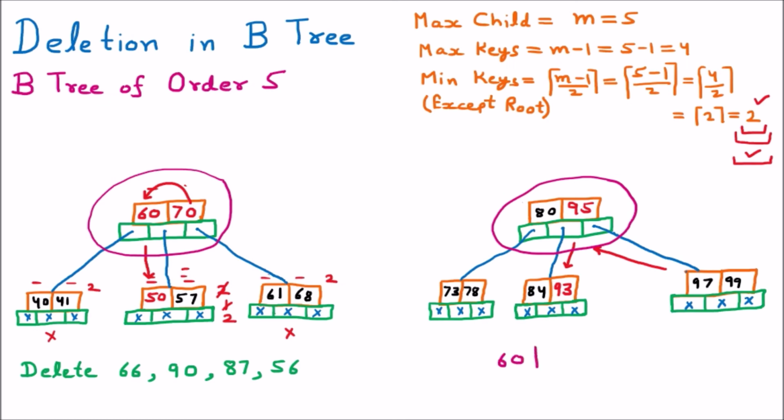So 60 and 70 are taken from the left hand side, and from the right hand side 80 and 95 are taken. Now they are combined together. How many keys are there in this? We can see that 1, 2, 3, 4. 4 keys are there, and we are working on the B tree of order 5 where we can have a maximum of 5 children and a maximum of 4 keys.